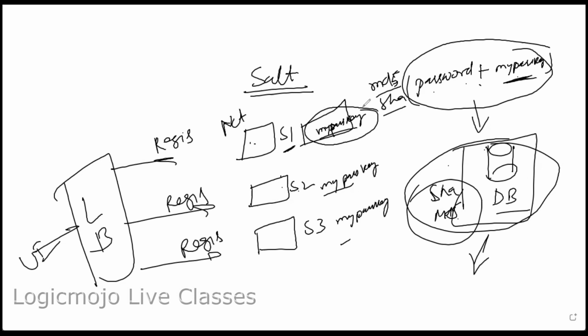Because initially it was plain text, anybody can get it. Second, we did SHA, but still there is a chance that they can get hold of the database, run brute force and find out. The third one, what we have done, is we are now using the passkey and doing it that way.